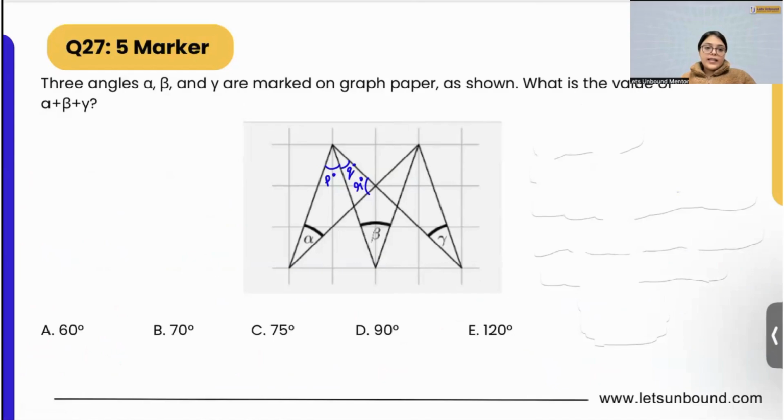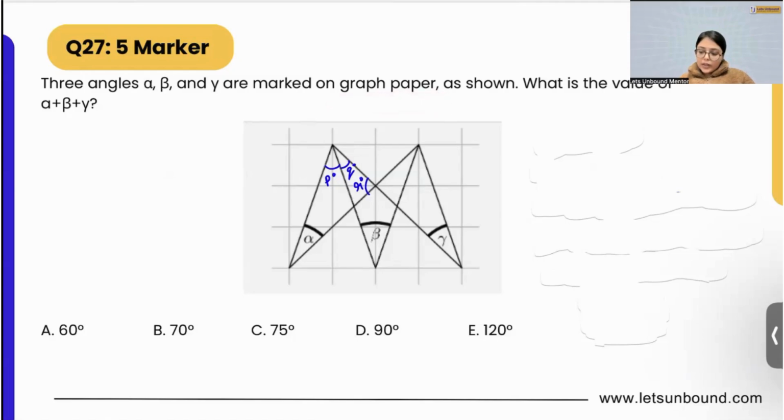Question 27 says, three angles alpha, beta, and gamma are marked on graph paper as shown. What is the value of alpha plus beta plus gamma? Okay, nothing else is given. Question is very plain, just one line sentence. All we need to figure out is from the diagram.